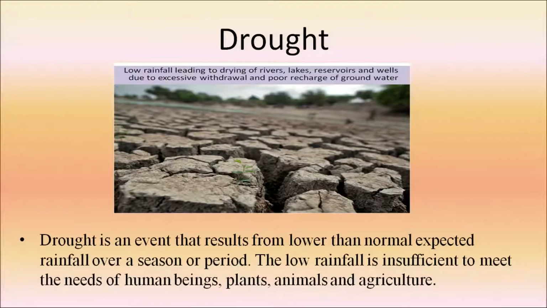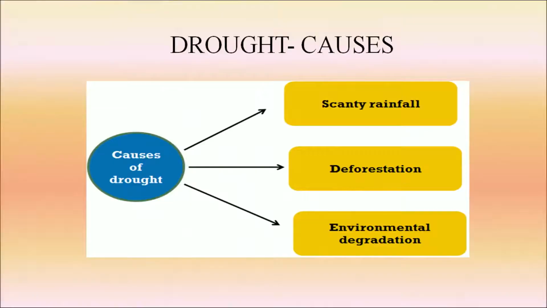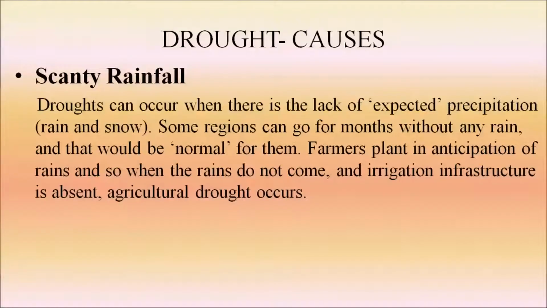Now come to the drought. Drought is an event that results from lower than normal expected rainfall over a season or period. The low rainfall is insufficient to meet the needs of human beings, plants, animals and agriculture. These are a few causes of droughts. First we will take scanty rainfall. Droughts can occur when there is a lack of expected precipitation.